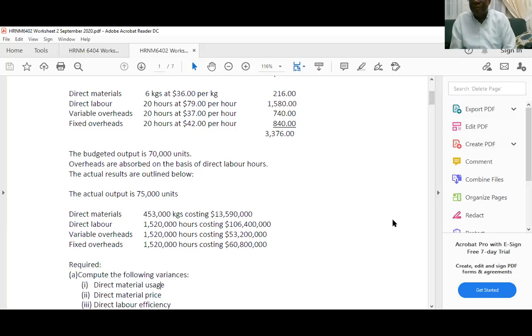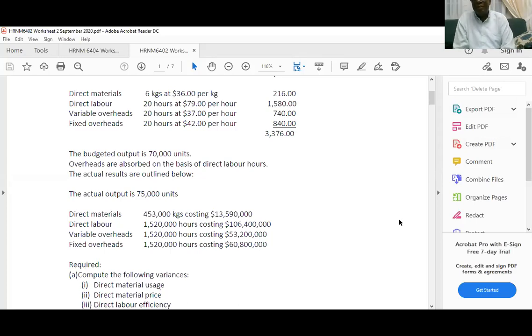Automatically, we begin to ask ourselves now, will our usage variance be adverse or favorable? It's going to be adverse because we have used more than the plan. The plan was to use 450,000 and we used 453,000. So that makes it adverse. But we're not finished. We're going to multiply what's in our brackets by $36 per kilogram.